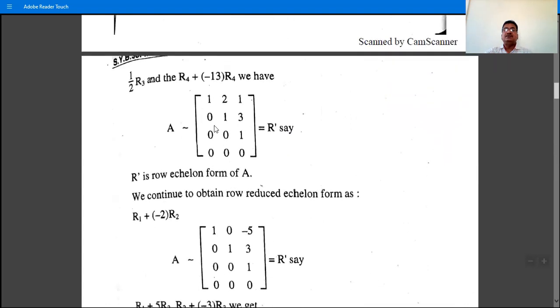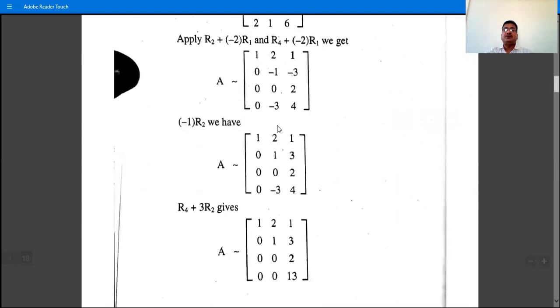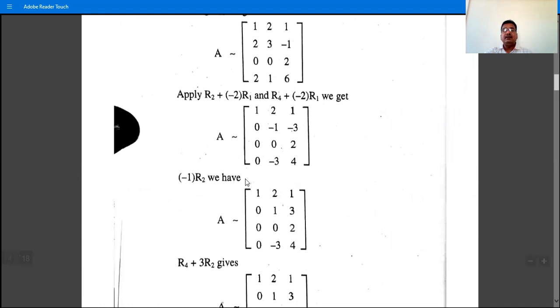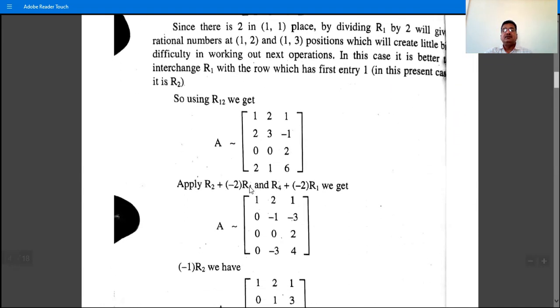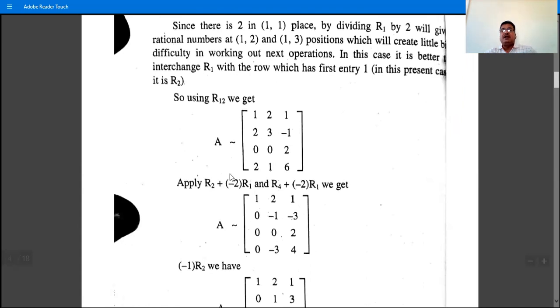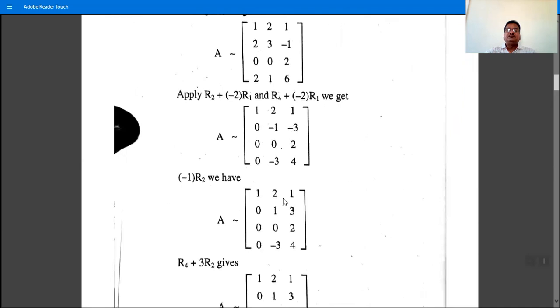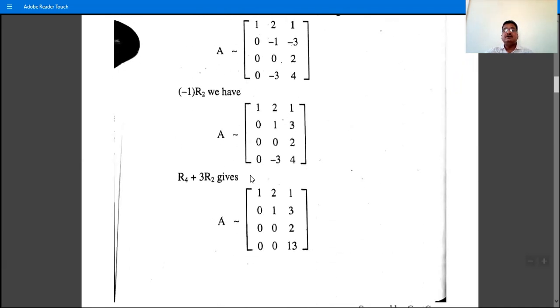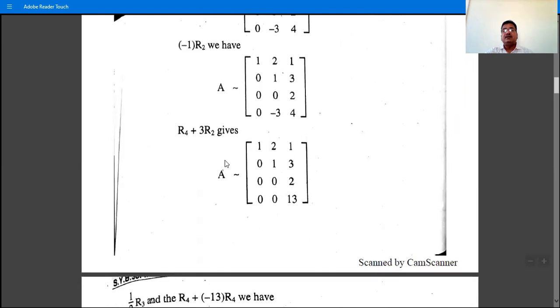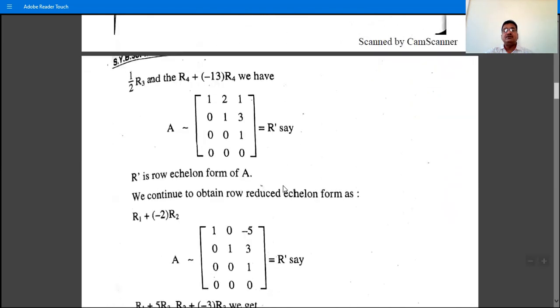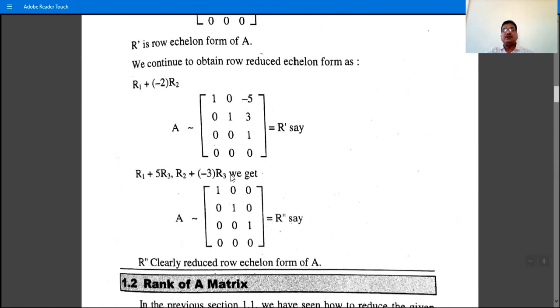Other than this row echelon form by using this procedure, you can apply another procedure. That is, the row transformations applied in this example are not unique. It depends on your thinking. You can also apply other row transformations and reduce the matrix to its row echelon form. So this is the row echelon form by using this procedure, and this is the reduced row echelon form.